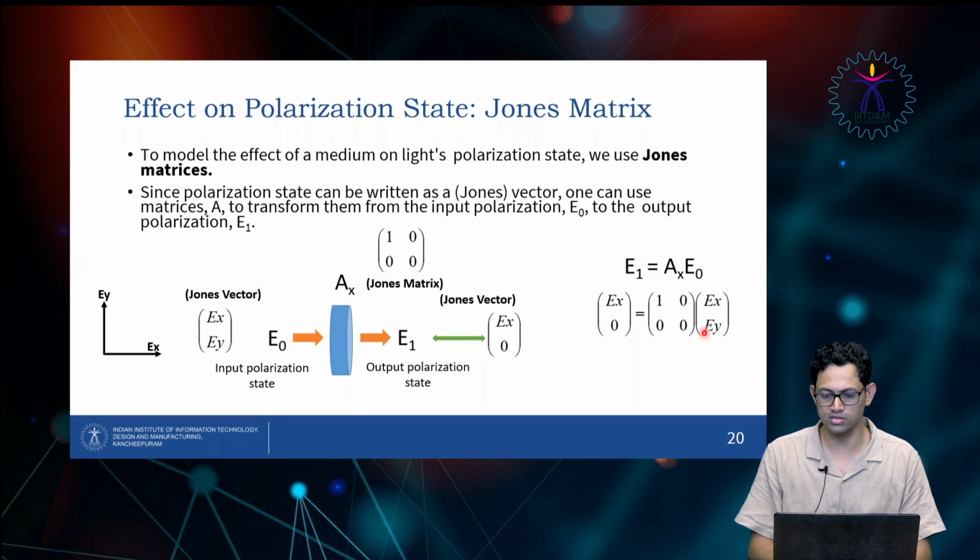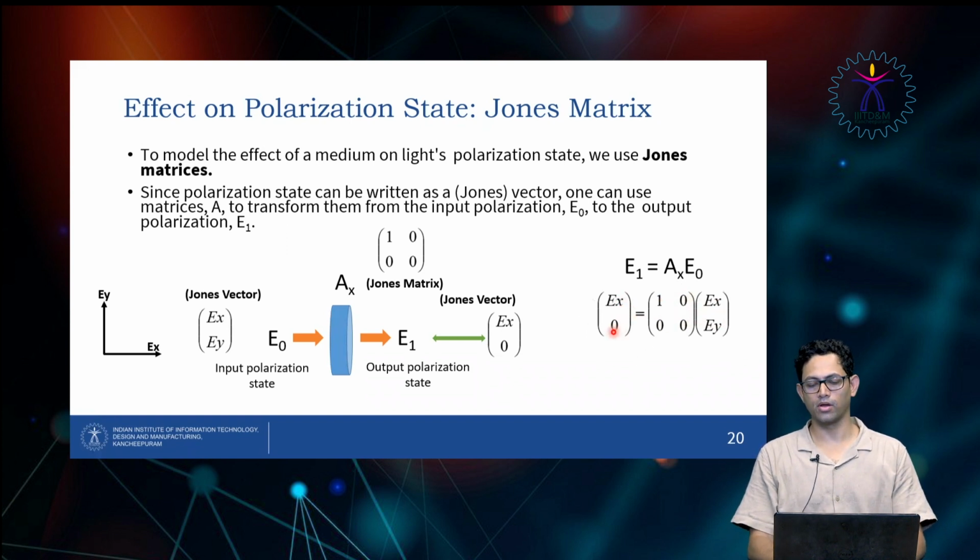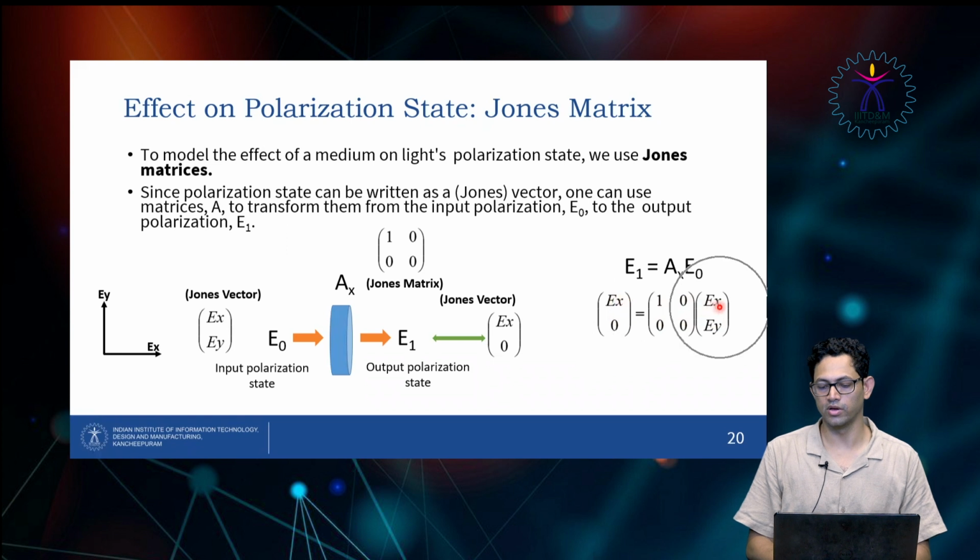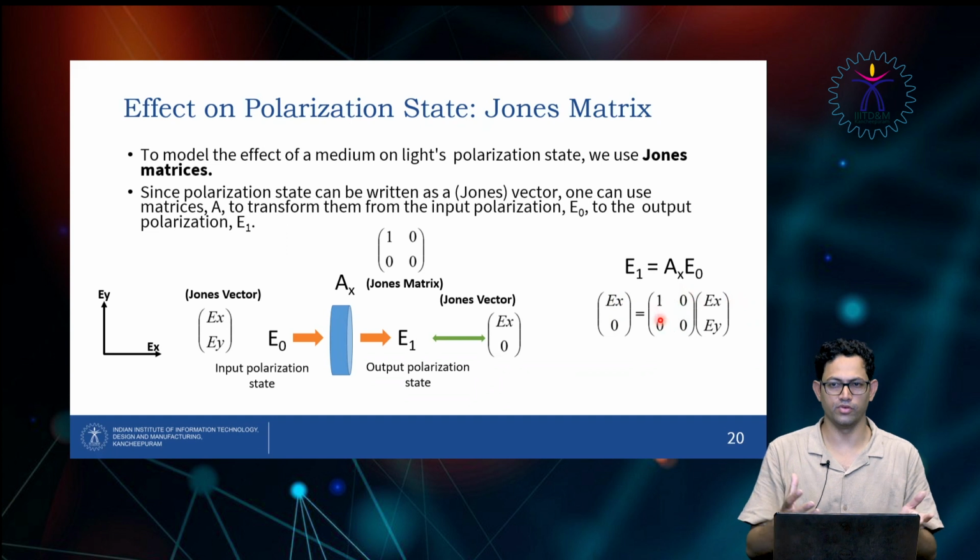So E0 is nothing but Ex and Ey, and I multiply with a matrix that is 1 0 0 0, and I get something known as Ex and 0. So this is my output, this is my input, and this is my transformation matrix, which is also known as a Jones matrix, because I'm converting a Jones vector into another Jones vector.